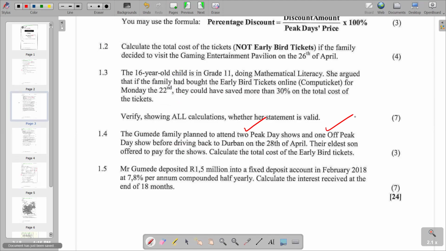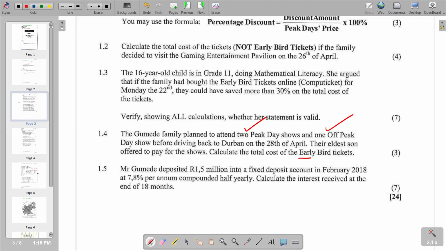Okay, we can read it again. It says that the Gumede family planned to attend 2 peak day shows and 1 off-peak day show before driving back to Durban on the 28th of April. The eldest son offered to pay for the shows, calculate the total cost of the early bird tickets. The early bird tickets. So we are going to calculate the total cost of the early bird tickets.